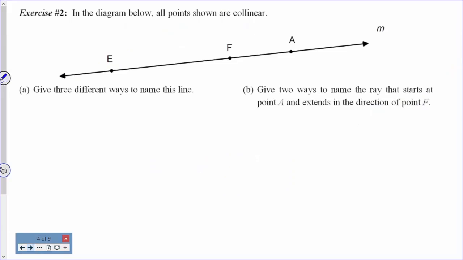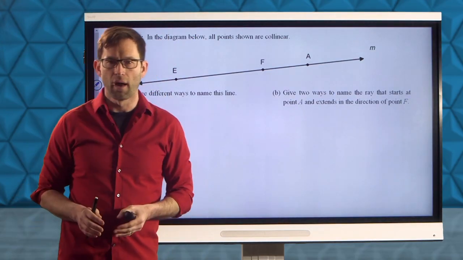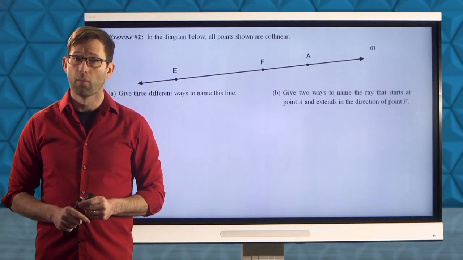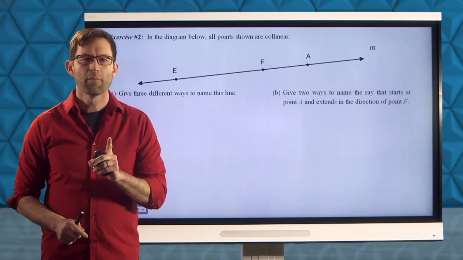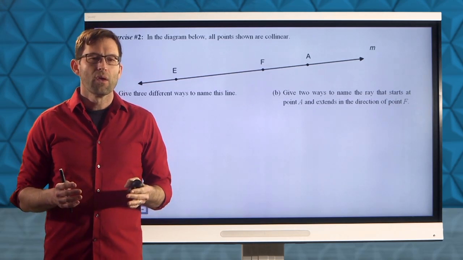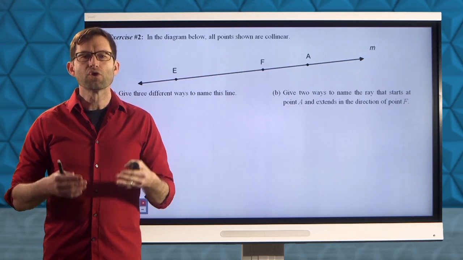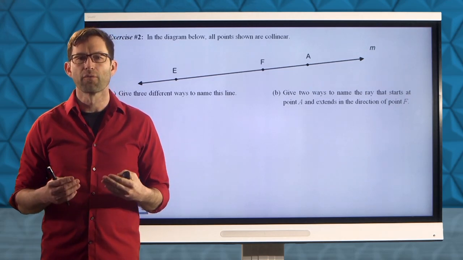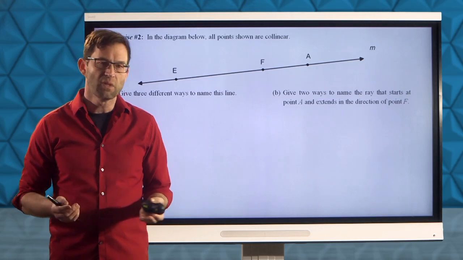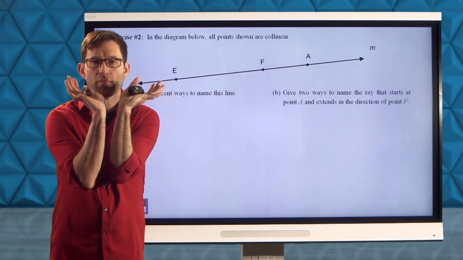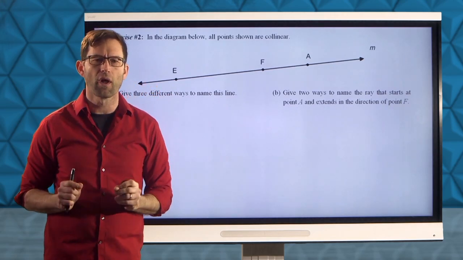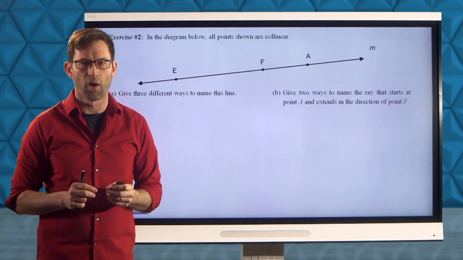In the diagram below, all points shown are collinear. So E, F, and A all lie on the same line, which you might say to yourself, well, that's obvious. You've got a line drawn there, and you've got 3 points on it. But the key is with geometry, we want to make sure that we don't just look at a picture and take something for granted that we don't really know. You know, for all we know, there could be a slight bend at point F here, right? It could be just slightly bent so that they're not collinear. So I need to tell you that they are.